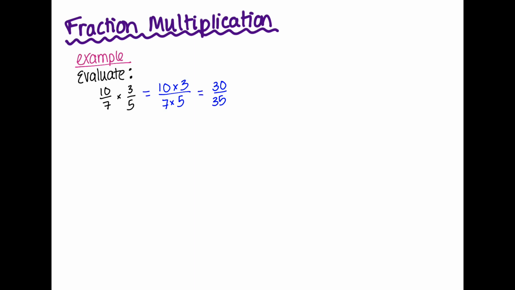The instruction that's given on ALEKS is to give your answers in simplest form. So I can reduce this fraction a little bit. There is a common factor for 30 and 35. They are both divisible by 5. So I am going to go ahead and divide the top and the bottom by 5. 30 divided by 5 is 6. 35 divided by 5 is 7. 6 and 7 do not have any common factors besides 1. So that is our final answer, and our fraction is in simplest form.